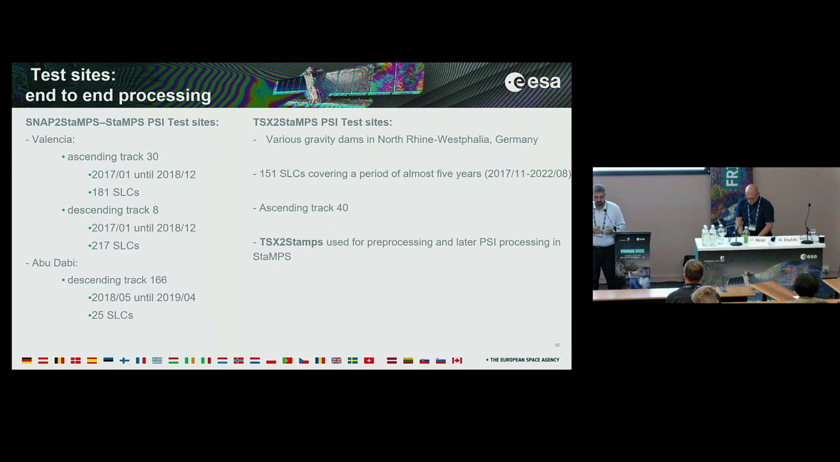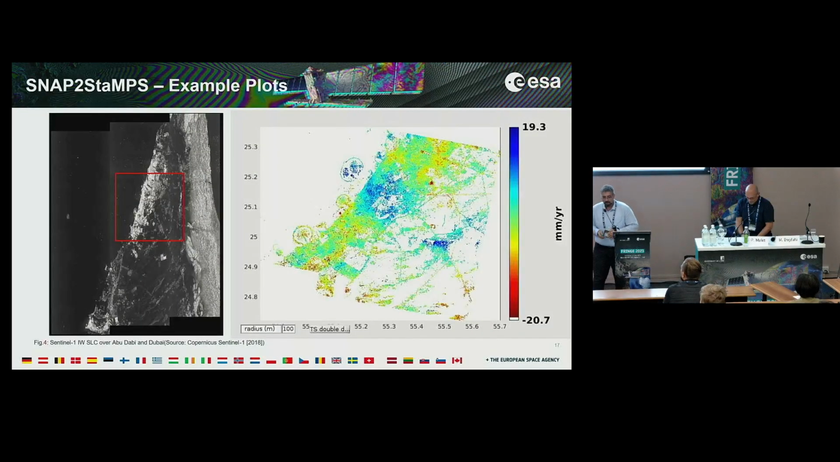So I did a SNAP to StaMPS approach and then also the PSI to see whether the results were what was expected, because when using SNAP 5, we found some issues that we reported to the developers. So that's why the first compatible version was SNAP 6. So we did an end-to-end processing to verify that things were working.